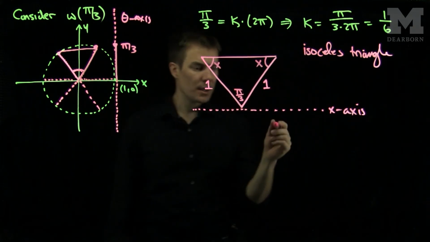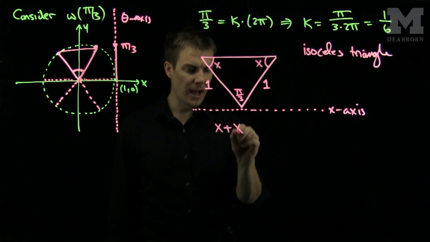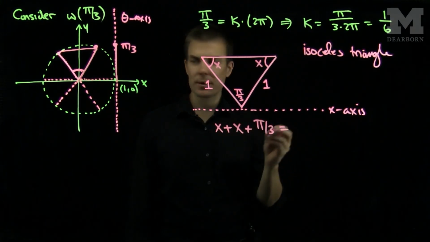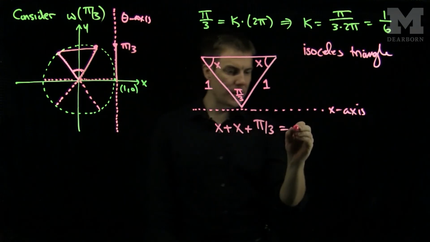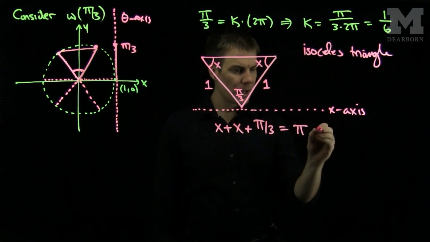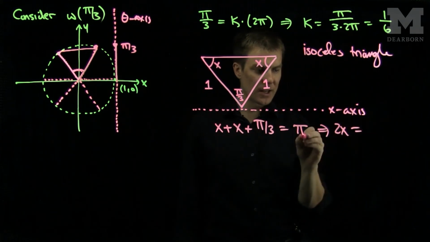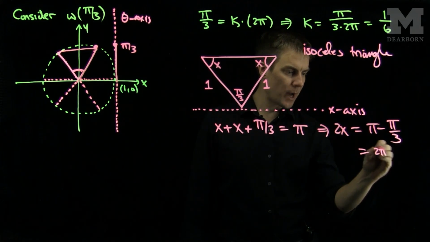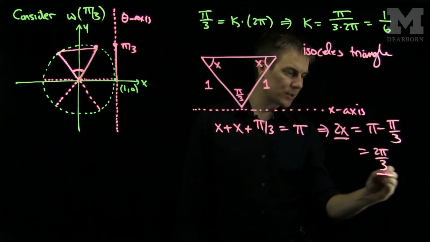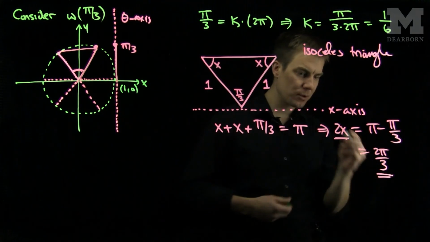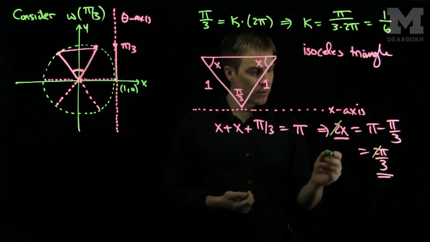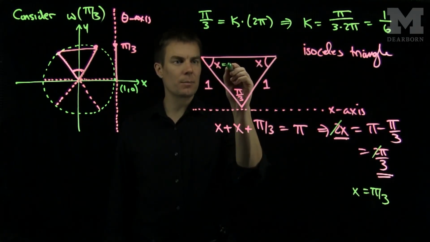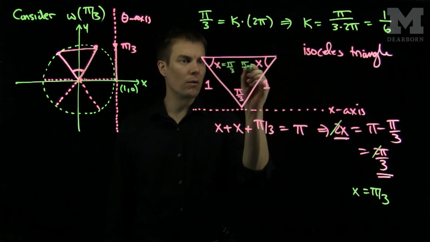Now, notice that x plus x plus pi over 3 has to be equal to 180 degrees. 180 degrees is the same as pi radians, so this will be pi. And so this tells me that 2x is equal to pi minus pi over 3, which is 2 pi over 3. So 2x is 2 pi over 3. We can now cancel the 2s and conclude that x is equal to pi over 3. So these x's are both, in fact, equal to pi over 3.